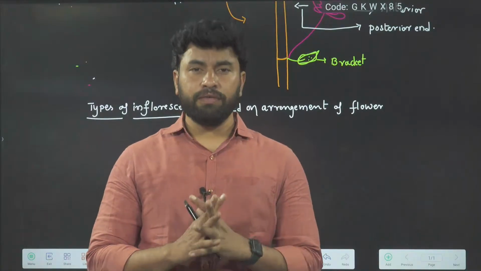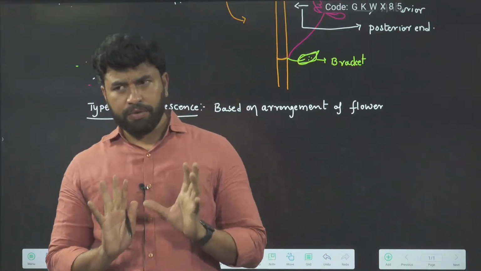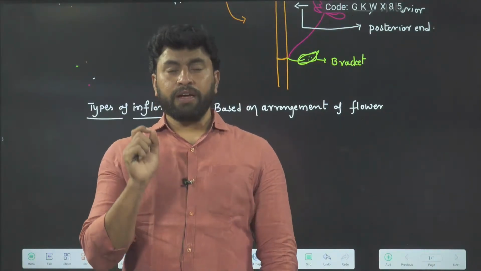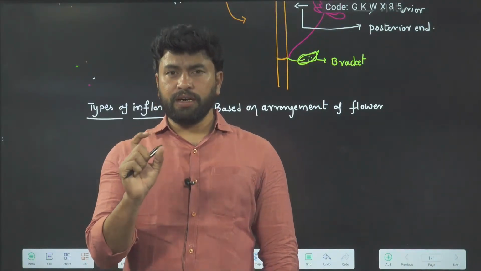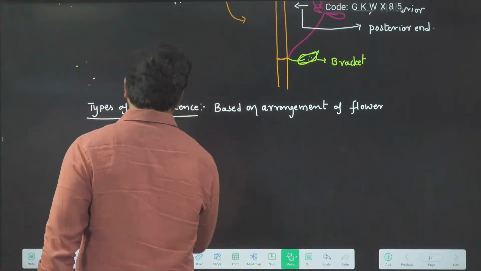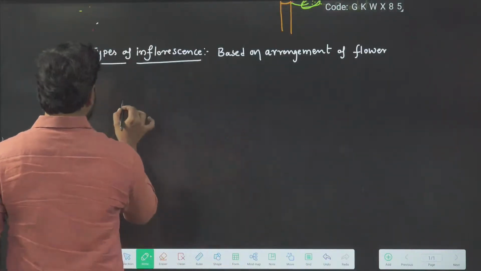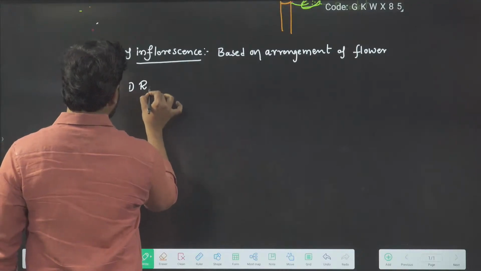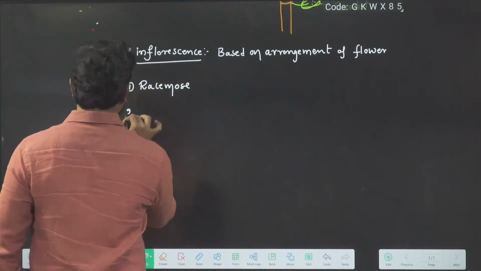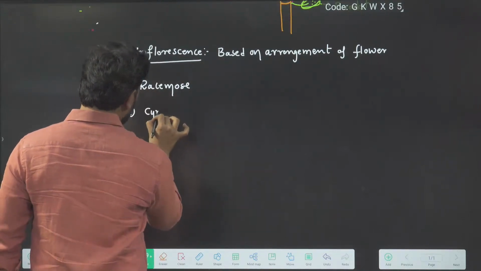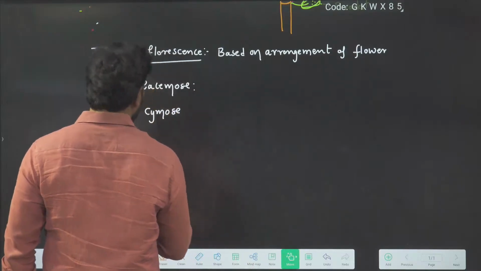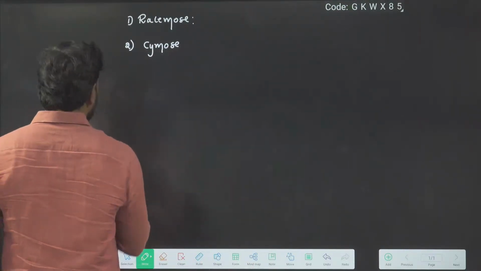There are a variety of inflorescences, but here we are talking about the inflorescence types based on the arrangement of flowers on the inflorescence axis. There are two types. One is racemose inflorescence. The second one is called cymose inflorescence. First, let me take what is racemose inflorescence.